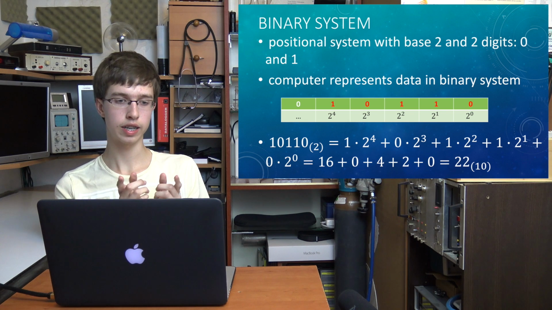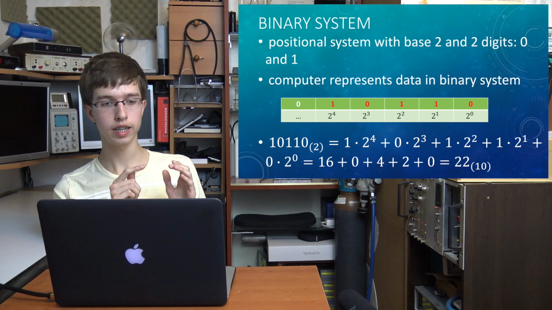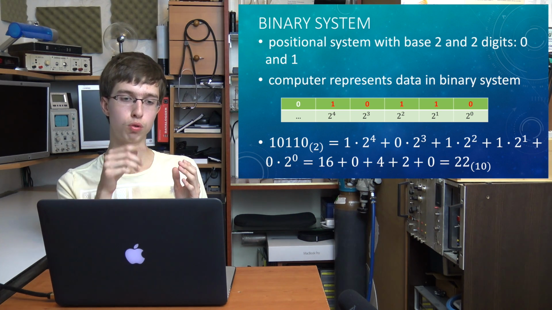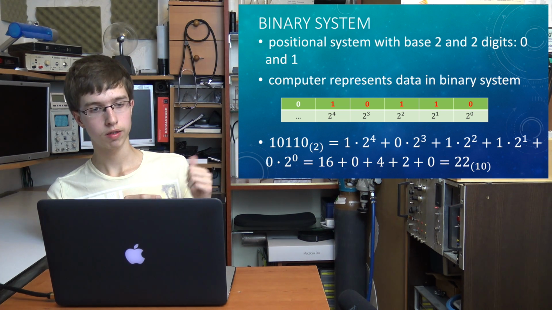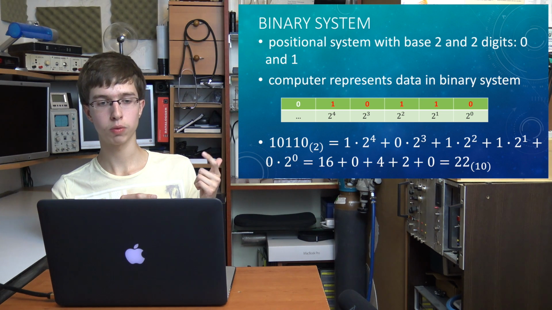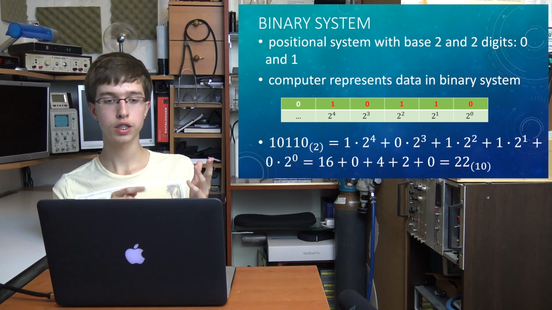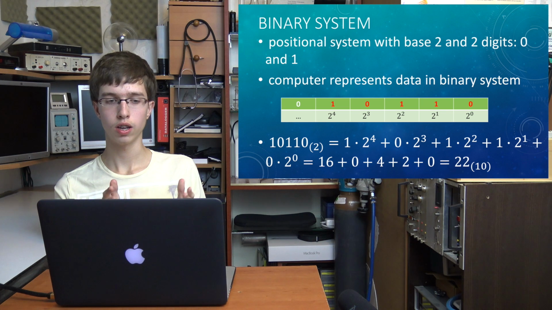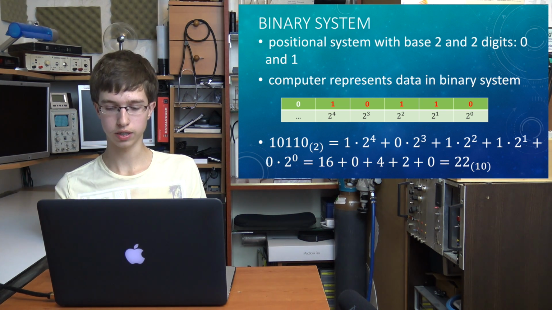We have here a binary number 10110, so it has a base of 2, which is indicated in subscript, which is in this case something times 2 to some power. And now it is 16 plus 0 plus 4 plus 2 plus 0, which is 22 in the decimal system. So here we have actually a conversion from binary to decimal system.